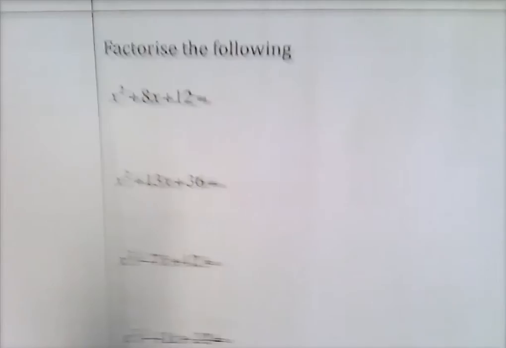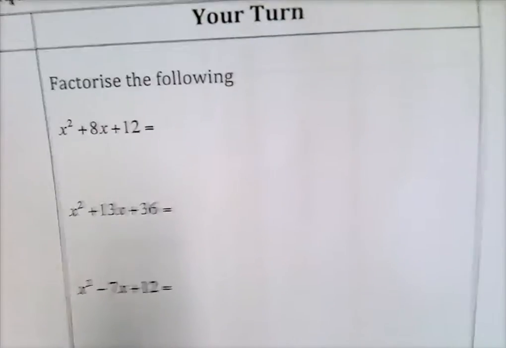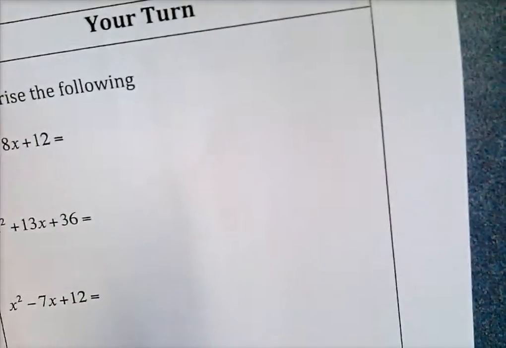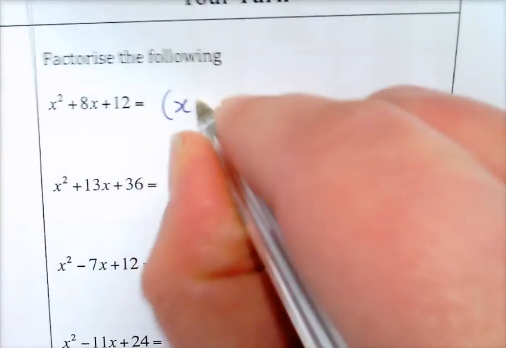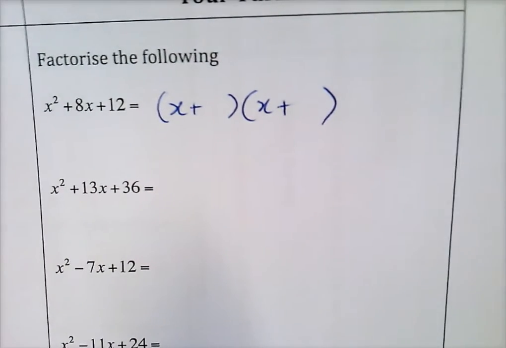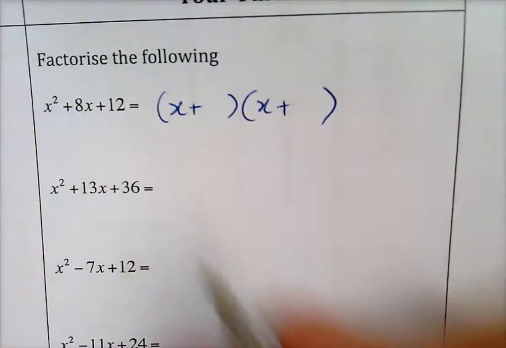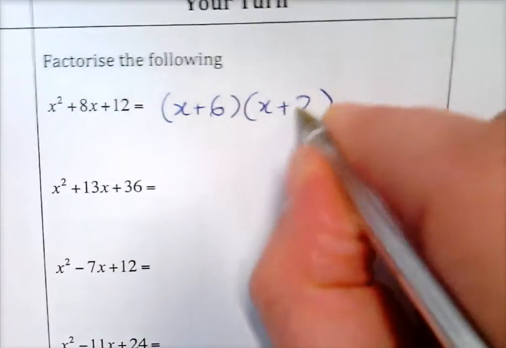Just going through the rest of this sheet, algebraic techniques, factorizing. Notice they're both all plus, so it's going to be x plus, x plus. Two numbers that multiply to give 12, but add up to give 8. Well, it's not going to be 4 and 3 because they give 7.